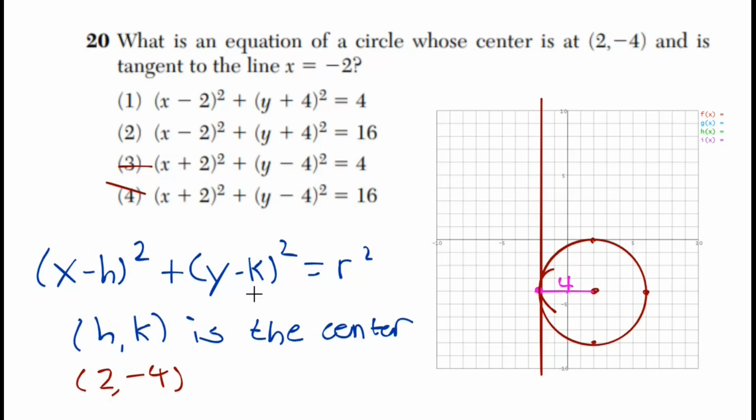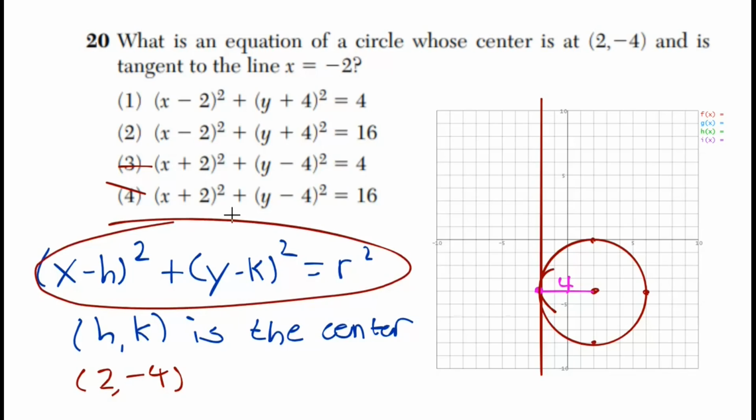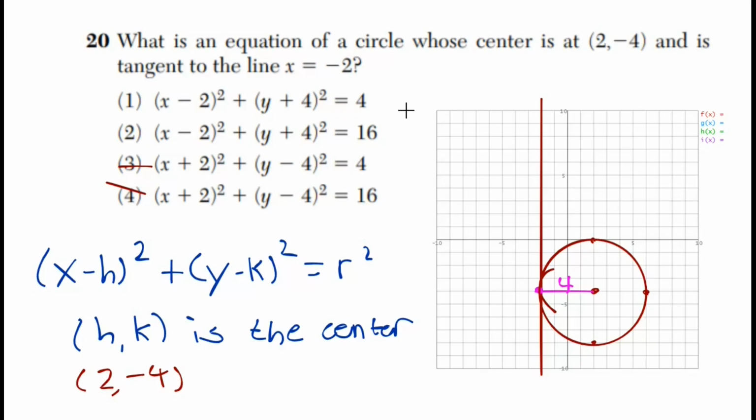I use H and K because that's how it was taught to me over 15 years ago, so I think it stayed the same. But (h, k) is the center, r is your radius, and it's just equal to r squared, the entire thing. And that's the standard form of a circle. So you have to know that formula.